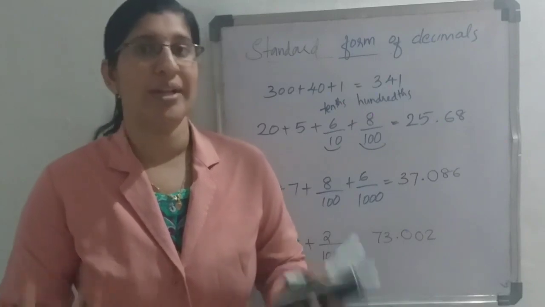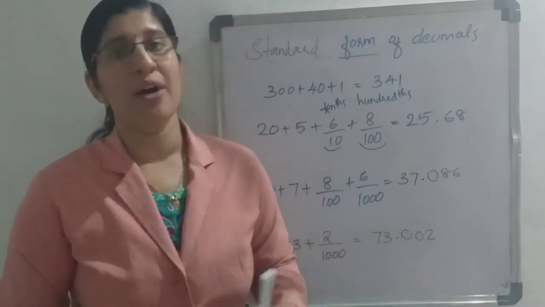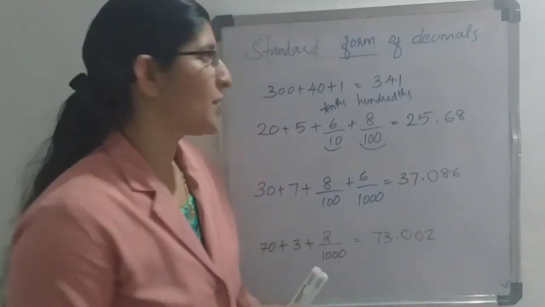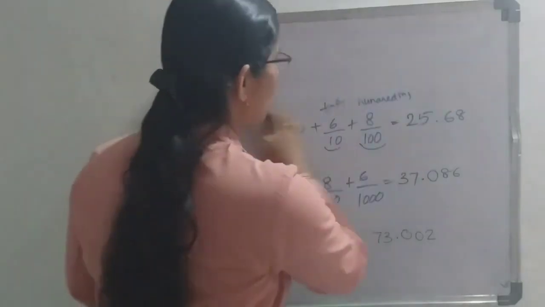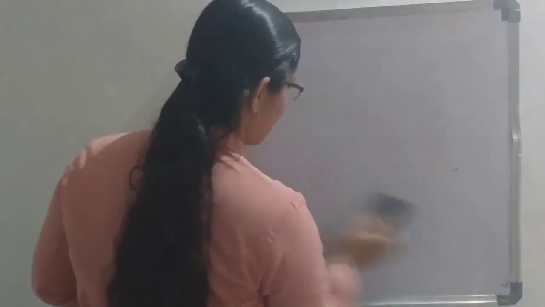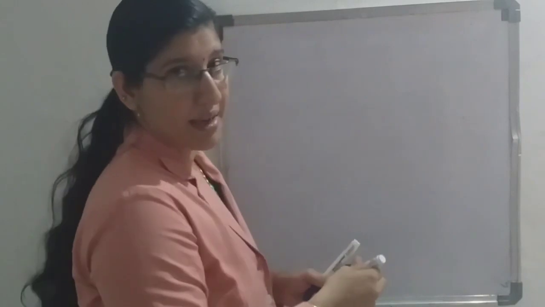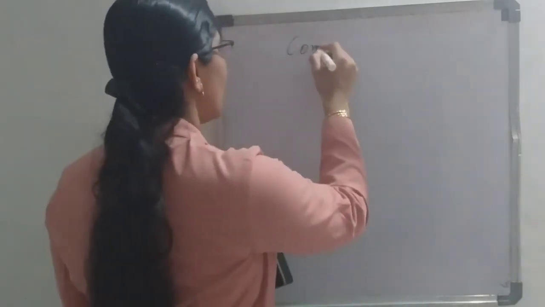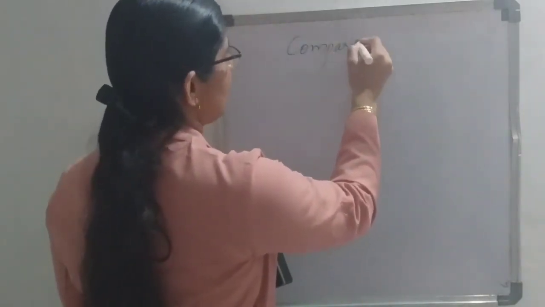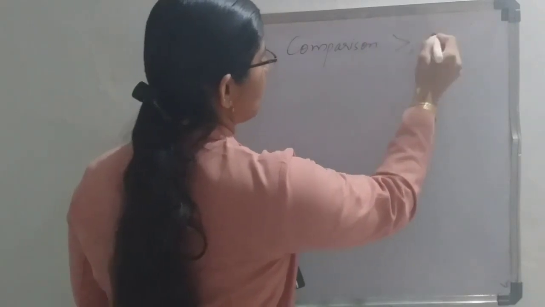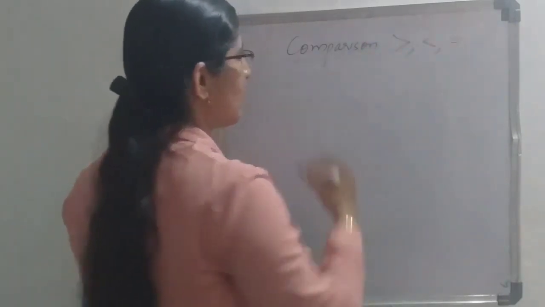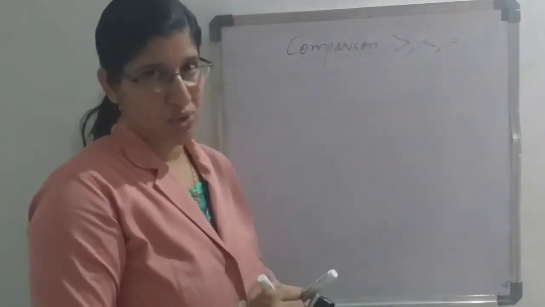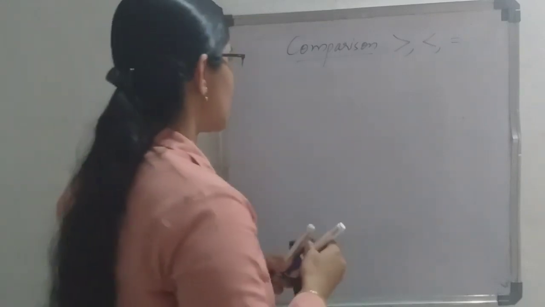So we studied how to write the expanded form and how to write the standard form. Then the next topic, a small topic, that is comparison of decimals. In all the chapters we are studying comparison. It is the same, by using the less than, greater than and equal to symbols, we can compare the decimals also. Very easy.